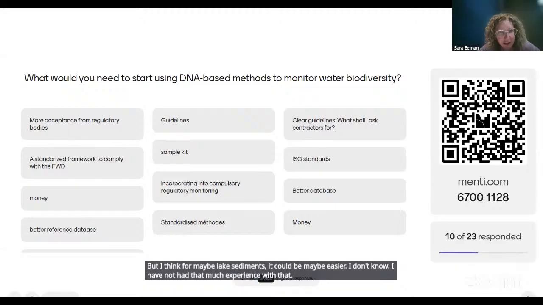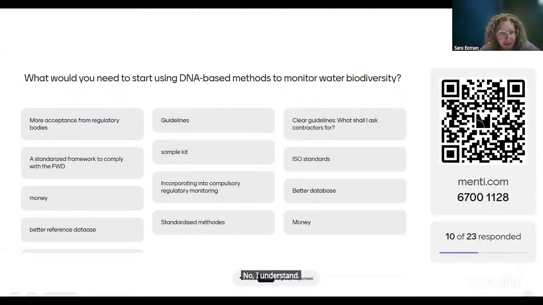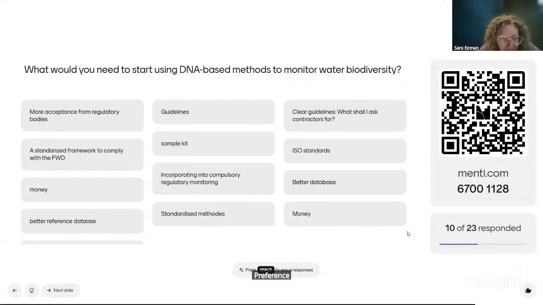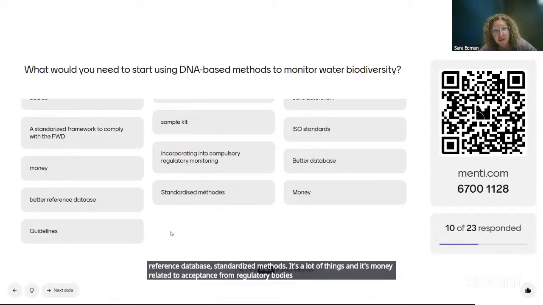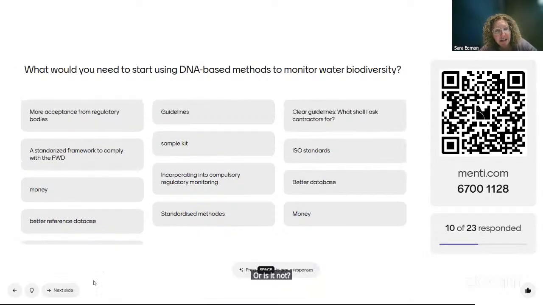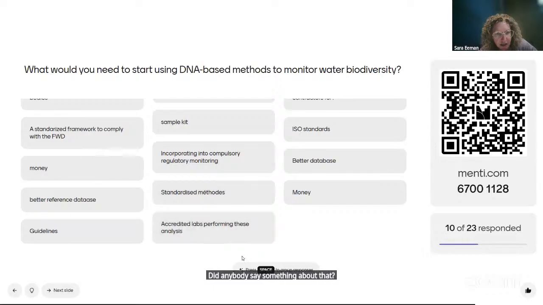No, I understand. Thank you. I see money a few times. Of course, we need money for everything. Reference database, standardized methods. It's a lot of things. And is money related to acceptance from regulatory bodies? Or is it not? Did anybody say something about that? Or chat if it's someone else?